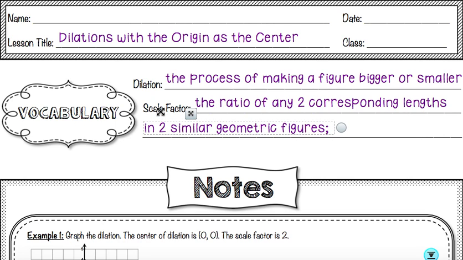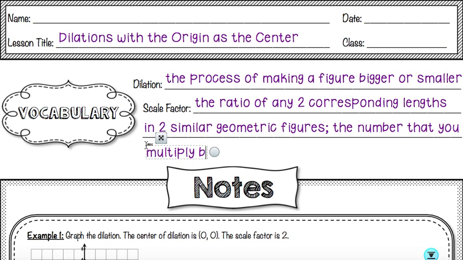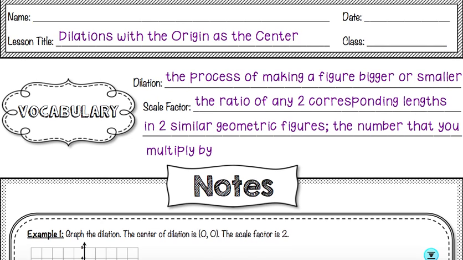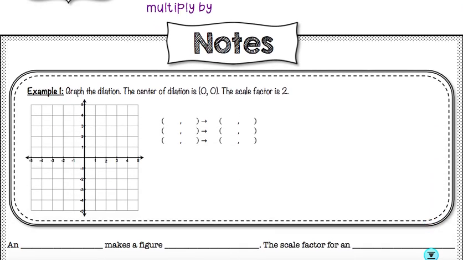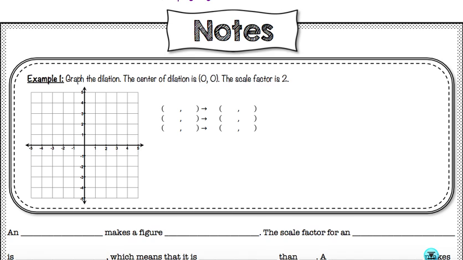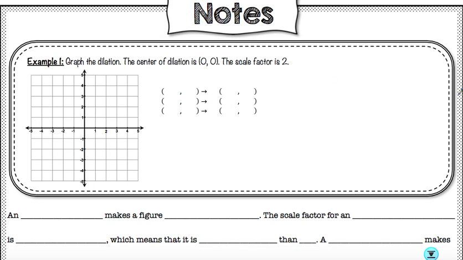This is a really fancy definition, so I'm going to give you a more simplistic one, which is the number that you multiply by. So if you can remember that the scale factor is the number you multiply by, you will be in pretty good shape. We're going to start with example 1.